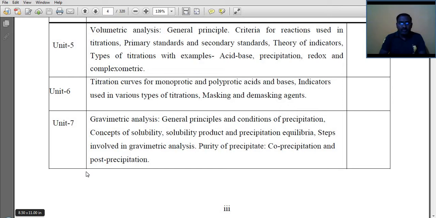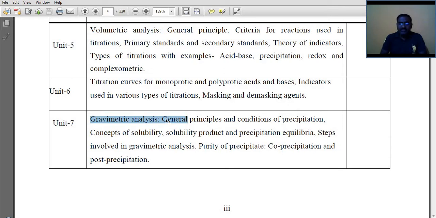In this module, we learn the concept of analytical chemistry, first semester MSc, Karnataka State Open University, first semester. In this module, we learn Unit 7: Gravimetric analysis.